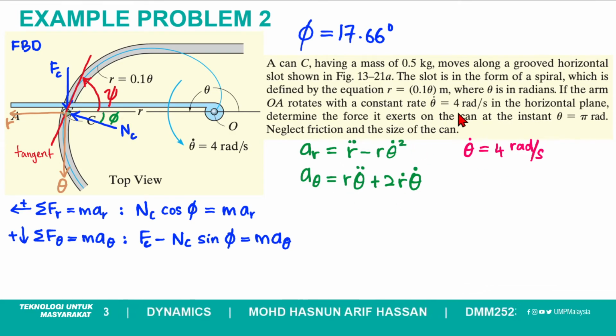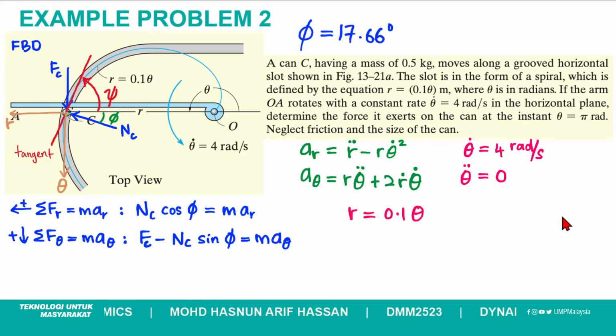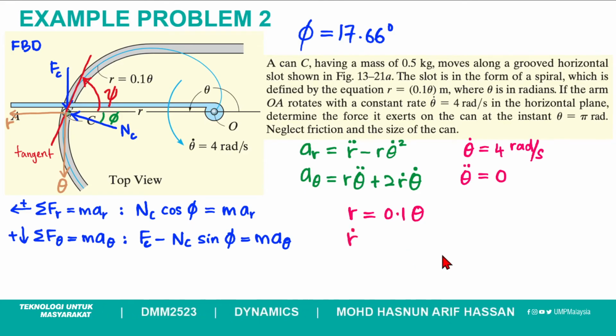So given in the question, theta dot is 4 rad per second, constant. Therefore, we know theta double dot is 0. Ini yang 0, 0 is the angular acceleration, not the linear acceleration. Given also, R is 0.1 theta. So, what will be R dot?